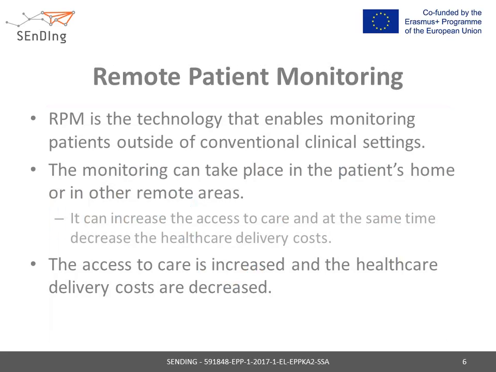Remote patient monitoring. Remote patient monitoring is one of the most important characteristics provided by healthcare IoT. Remote patient monitoring, or RPM for short, is the technology that enables monitoring patients outside of conventional clinical settings. The monitoring can take place in the patient's home or in other remote areas, which is able to increase access to care and at the same time decrease healthcare delivery costs. It is important to mention that remote patient monitoring for chronic disease management may be able to provide significant improvement for individuals' quality of life.